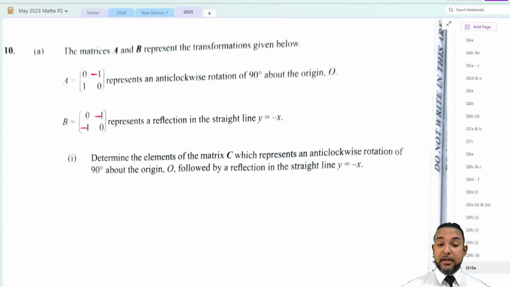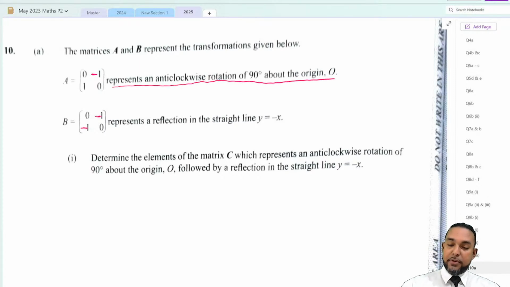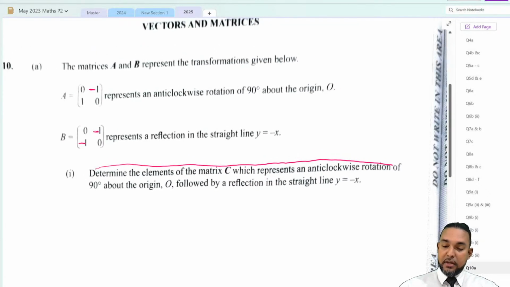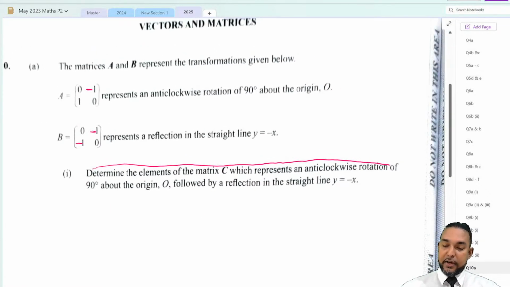Right, so the matrices A and B represent the transformations given below. Matrix A represents an anti-clockwise rotation of 90 degrees about the origin. Matrix B represents a reflection in the straight line y equals minus x. Determine the elements of the matrix C, which represents an anti-clockwise rotation, which is A, followed by a reflection in a straight line.